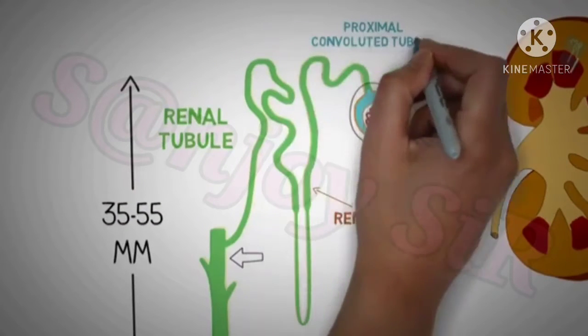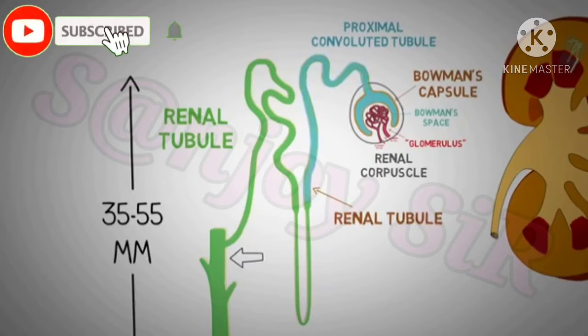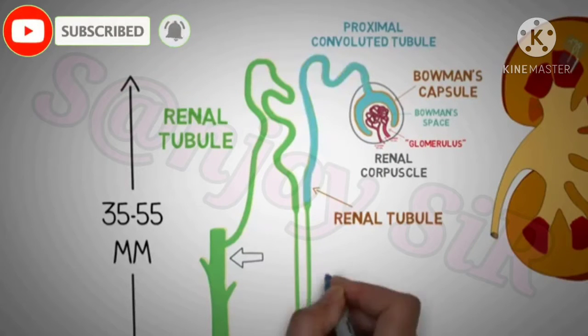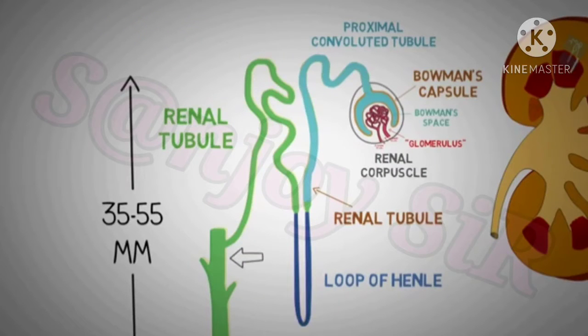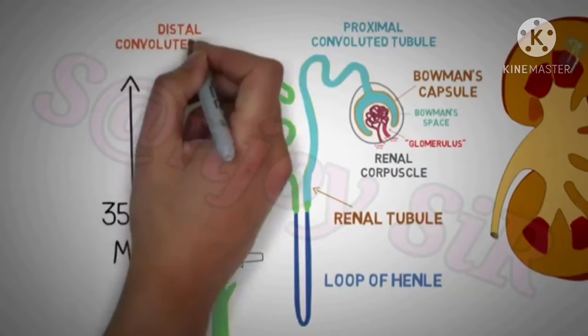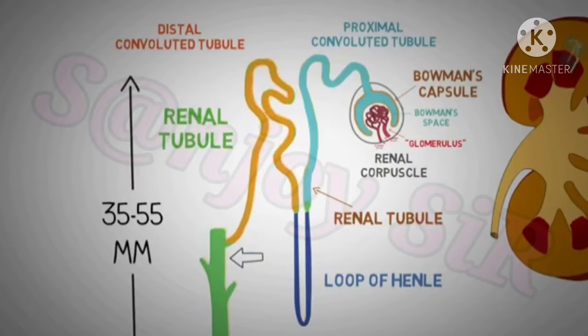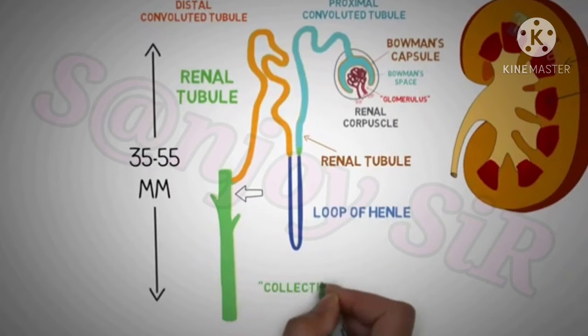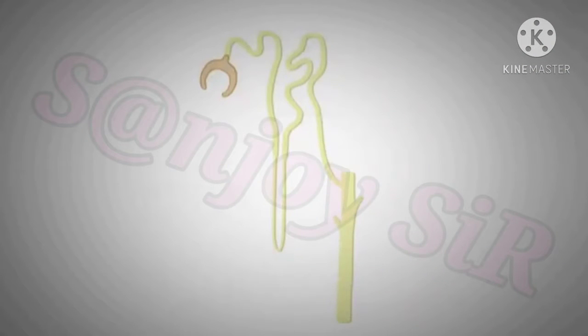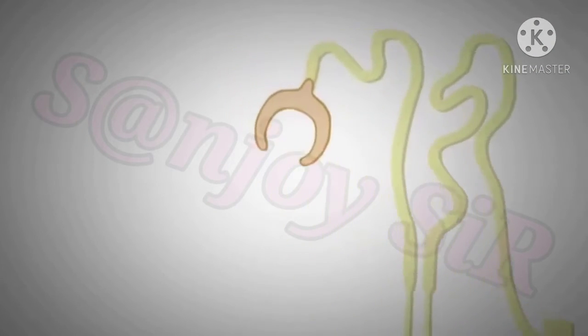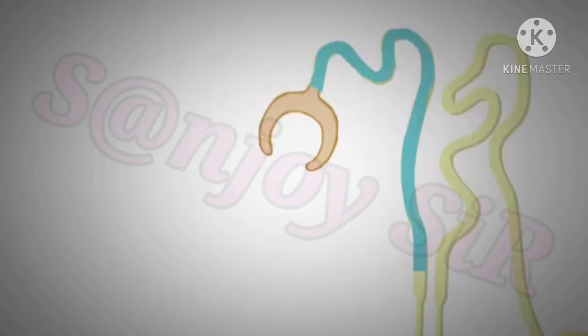The proximal convoluted tubule, which is this part of the tubule shown in the light blue color. Then we have the loop of Henle, which is shown in dark blue color. And finally, we have the distal convoluted tubule, which is this part of tubule here shown in orange color. The distal convoluted tubule in turn ends into the collecting duct. So the first part of the tubule is known as the proximal convoluted tubule.